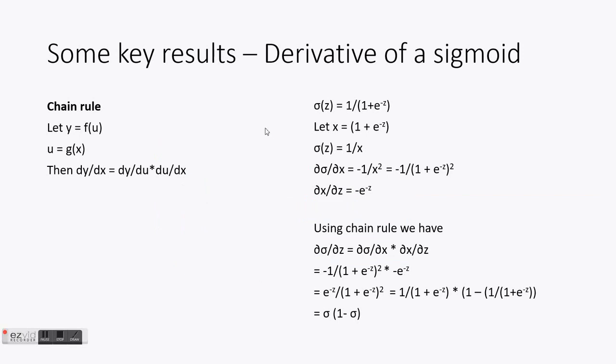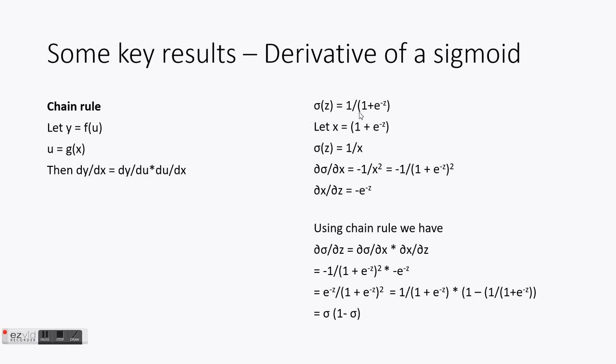Now here are some key results. The derivative of sigmoid. How do we find the derivative of sigmoid? We know the chain rule. If y is equal to f of u and u is equal to g of x, then dy by dx is equal to dy by du into du by dx. You can see that.